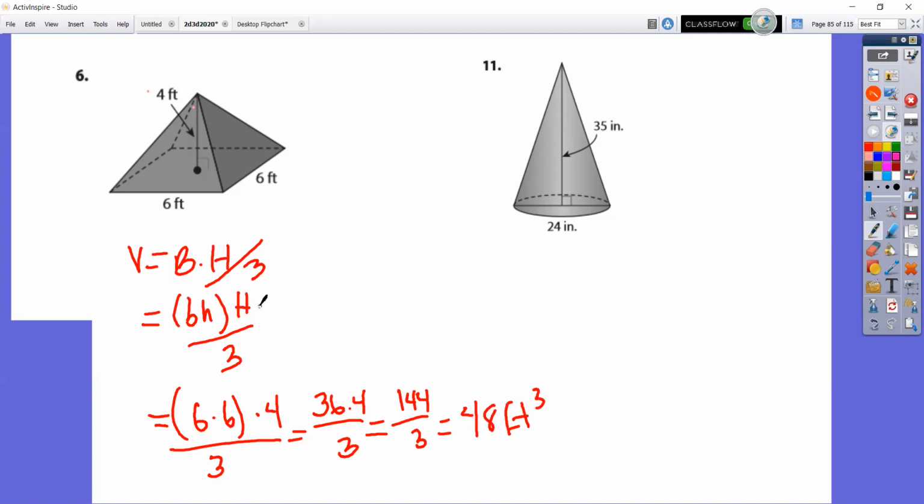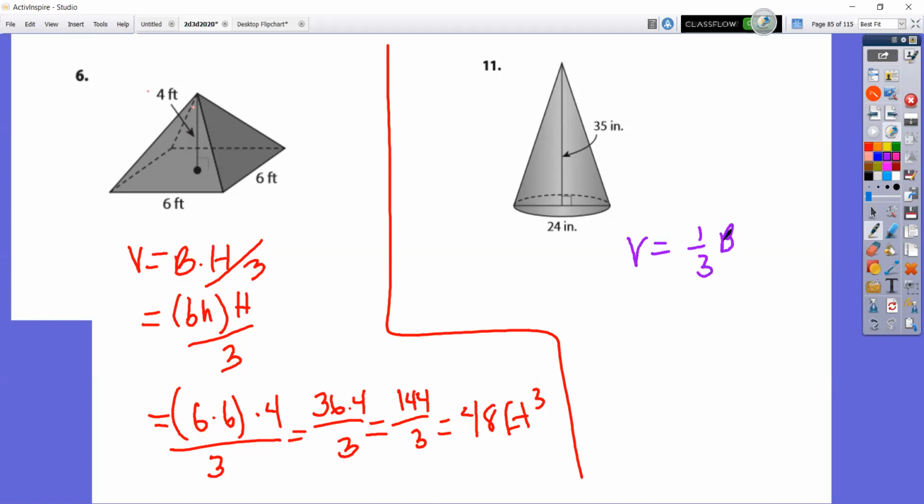Please put the 1/3 in the beginning so you do not forget to divide, because at the end, if you don't divide by 3, the answer is wrong. It would be the equivalent to a prism, not a pyramid. Okay, another example, the volume formula here. If you prefer to put the 1/3 in the front, that's fine. It's the same thing whether you divide by 3 or multiply by 1/3. So again, 1/3.